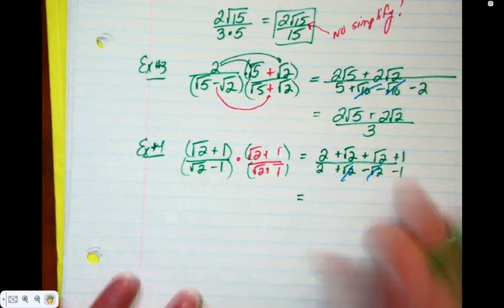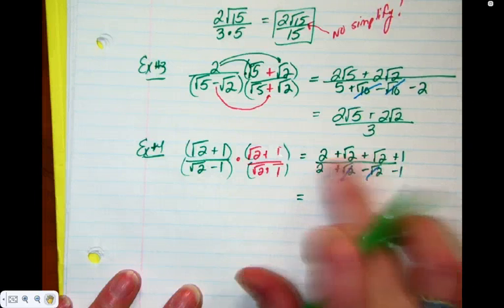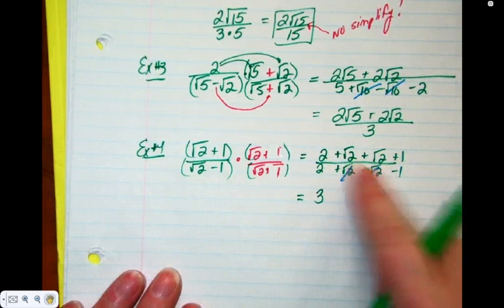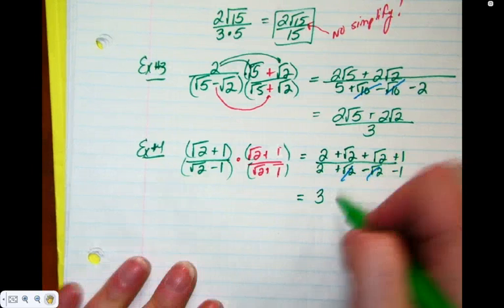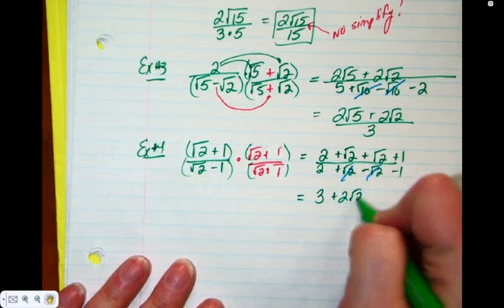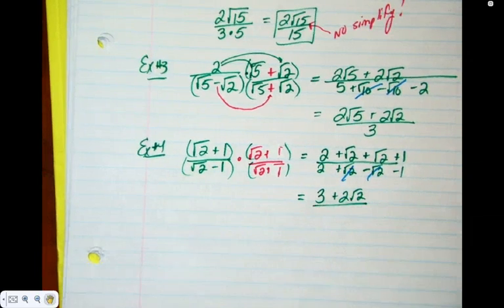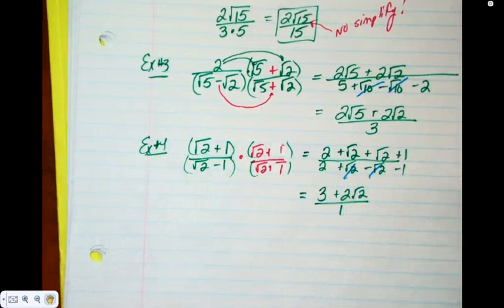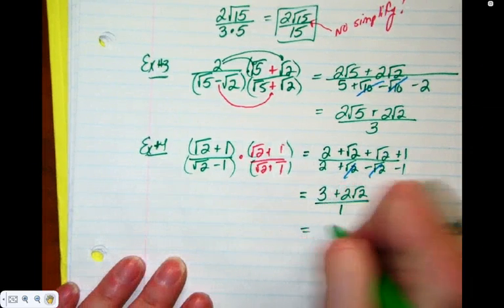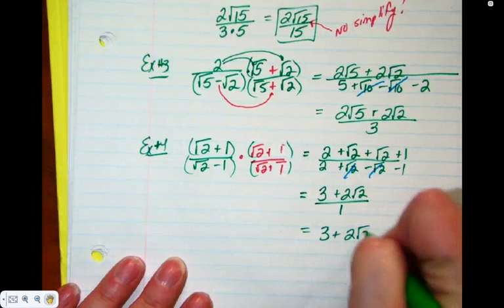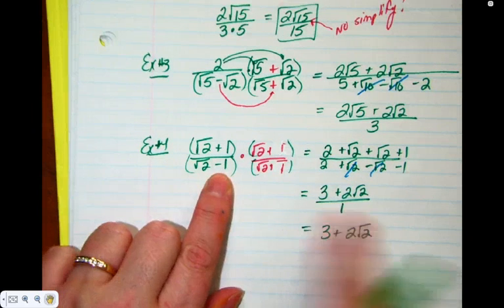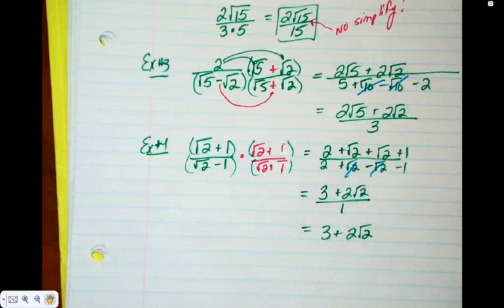Simplifying the top, I've got some numbers, so my 2 plus my 1 would give me 3. And then I got 1 root 2 and another root 2. How many root 2's do I have? And then the bottom, those canceled, so I just have my 2 minus 1. Do I need to write that 1 on the bottom? No, I can just write it as 3 plus 2 root 2. Doesn't that look a little nicer than that? This is nice. That, not so much.